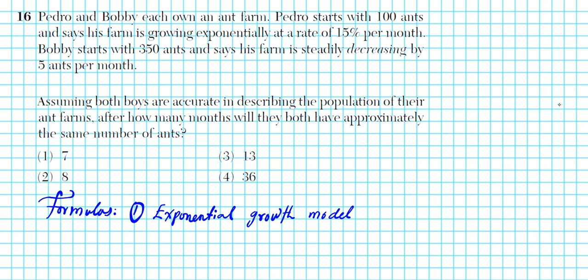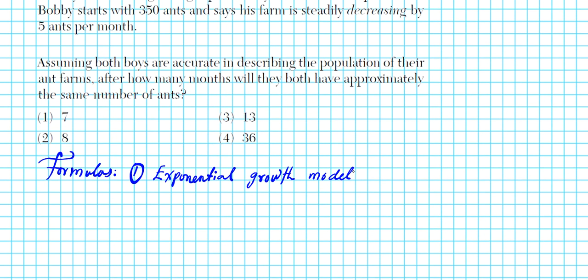For an exponential growth model, y, the final amount, equals the initial amount times 1 plus r, raised to the x power. Now, if it were a decay scenario, this plus would be a minus.